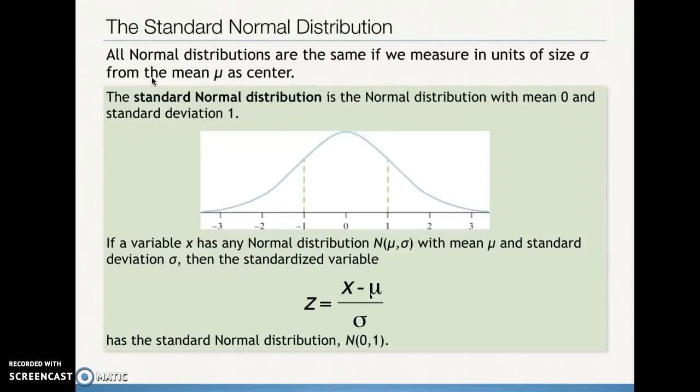So for every standard normal distribution, which again is going to have the same shape as the original normal distribution for the original data, but it's going to be scaled differently, every standard normal distribution has a mean of 0 and a standard deviation of 1.